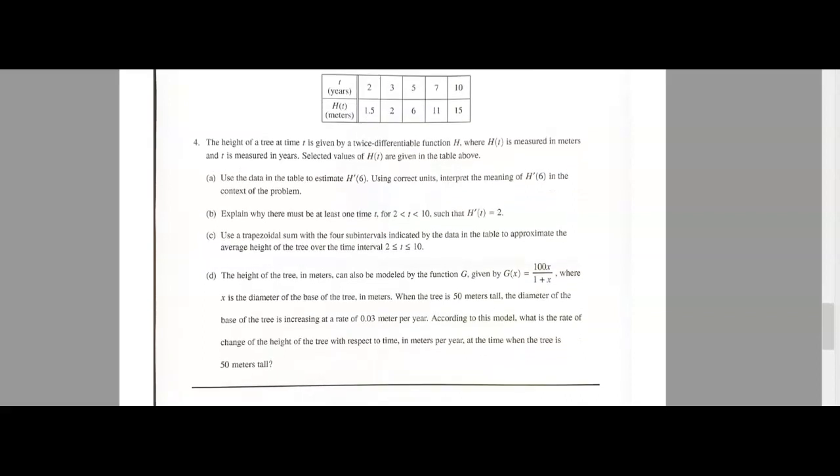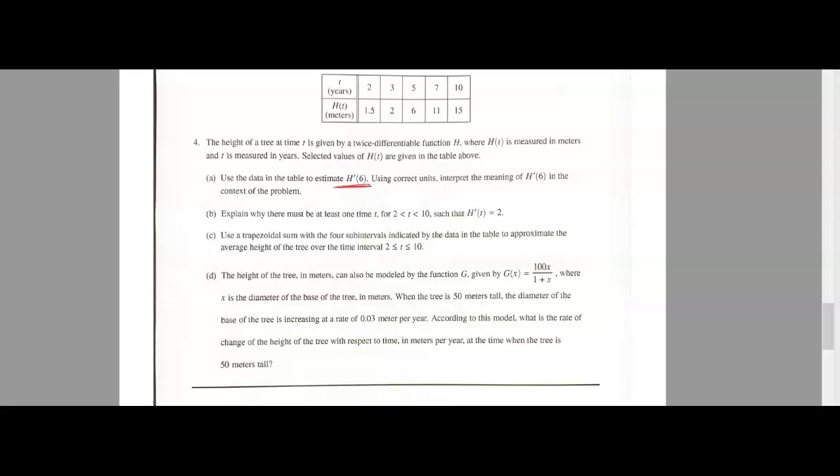Okay, last one. Another thing that, if you had 6 questions, I would tell you, without a doubt, you would probably get one that has a table involved. So number 4, the height of a tree at time t is given by a twice differentiable function h. H of t is measured in meters, and t is measured in years. Selected values of h are shown above. So it says, using the data, estimate h prime of 6. Using correct units, interpret what this means in the context of this problem.